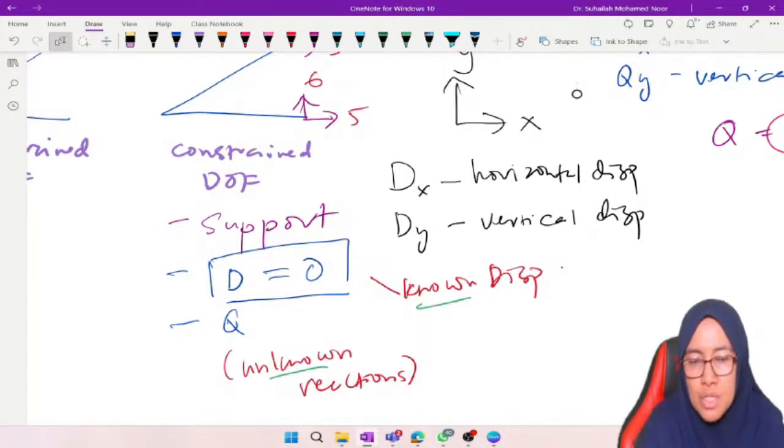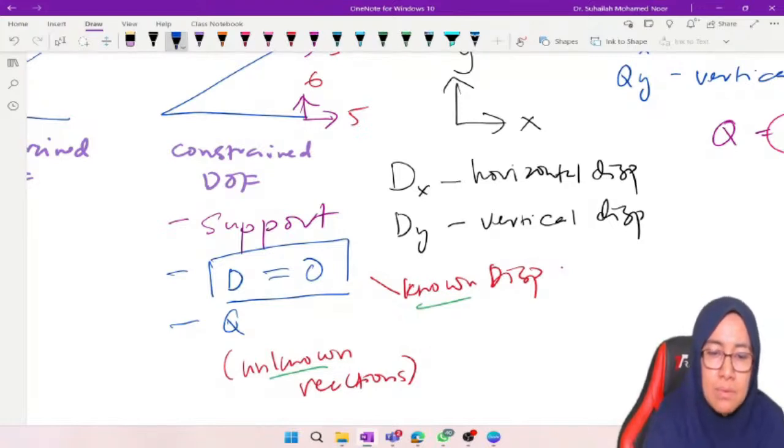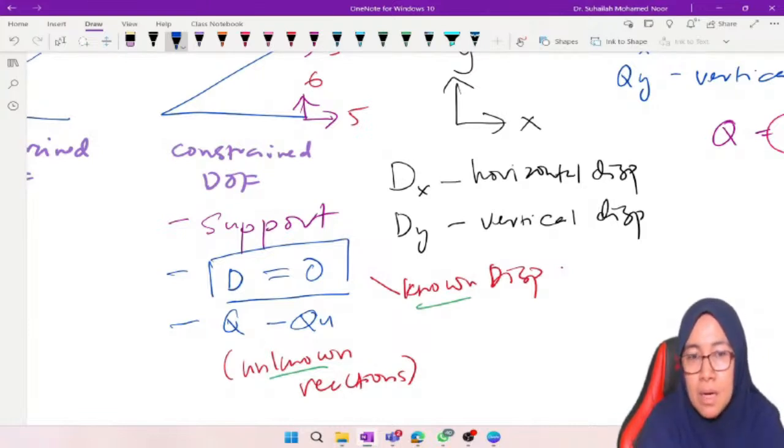So at every position, at every node, we have to look into it in terms of D and in terms of Q, and the characteristic between D and Q is always opposite. If D is known, Q is unknown. In this case D is 0, Q is unknown, so this unknown reaction will be determined. Normally in textbooks, the label used for the constraint system is QU, Q unknown, and for known displacement it is DK.